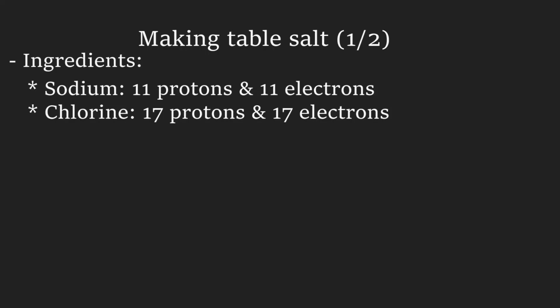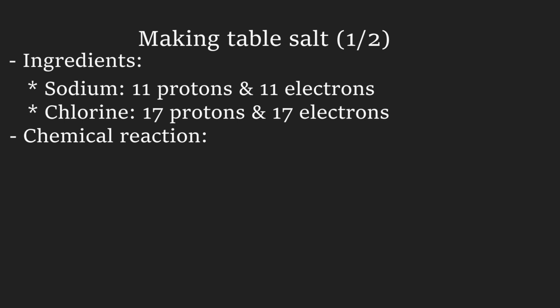Chlorine is a greenish-yellow gas that can be quite dangerous on its own. As mentioned, chlorine has 17 protons and 17 electrons. When sodium and chlorine come together, they undergo a chemical reaction. This means they interact in a way that changes their properties and forms a new substance, namely table salt.